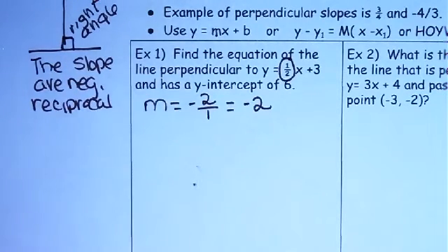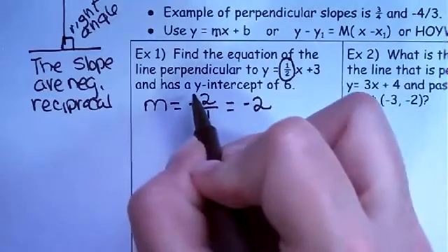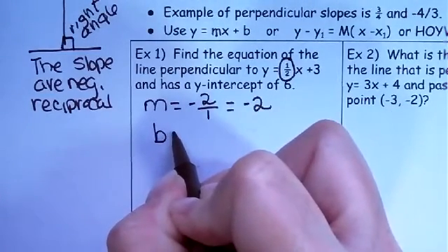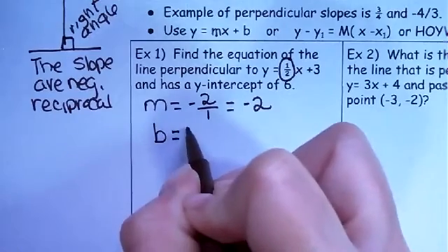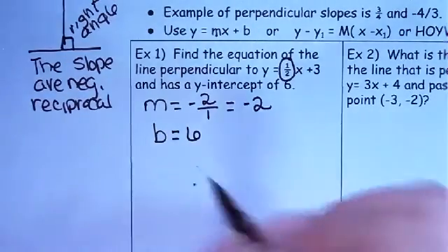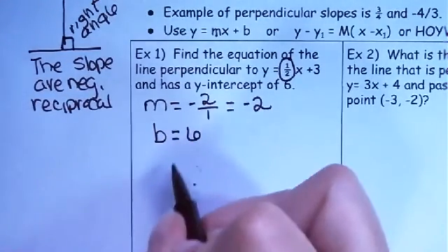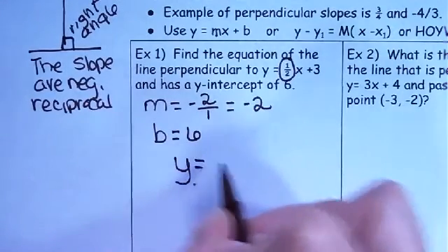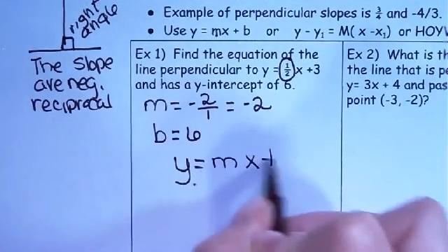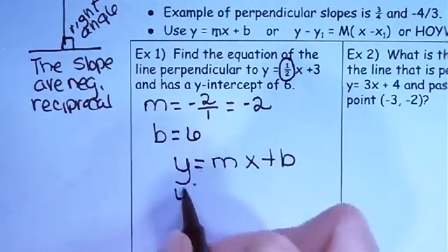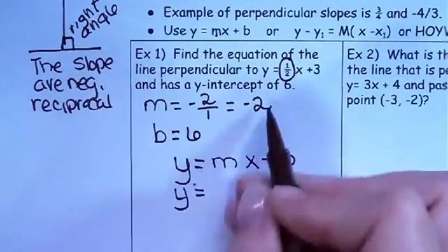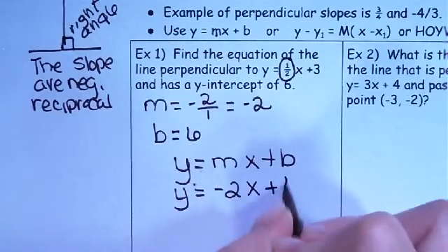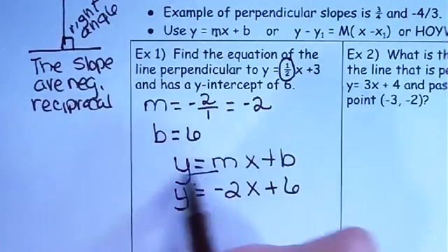Now, I've been told that the y-intercept is 6, so that means b, because we know that's the symbol for y-intercept, b equals 6. Since I know my slope and my y-intercept, I can go straight to y equals mx plus b, and substituting my two numbers in, I've got y equals -2x plus 6. And there's my answer.